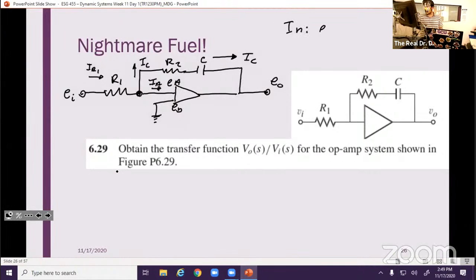So it's something that we have. Obviously, with op amps, our input is E in and our output is E out. And what we're being asked to find is the transfer function here. We want the transfer function of our output voltage to our input voltage. Great.